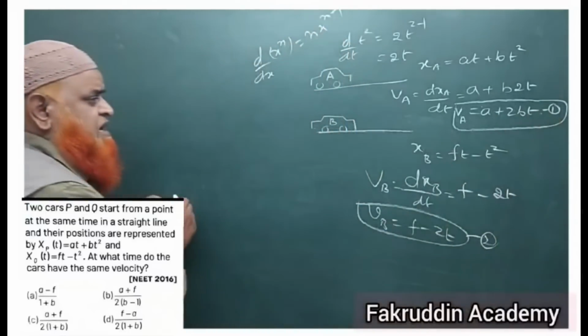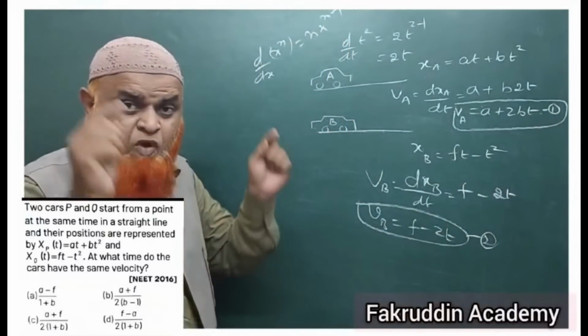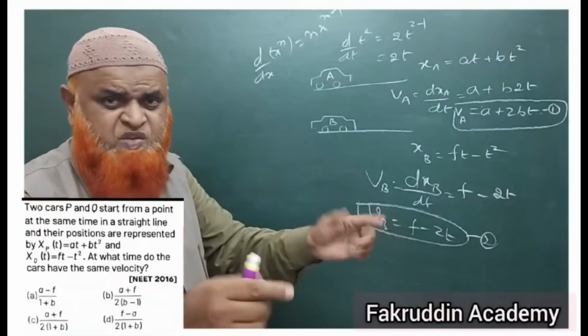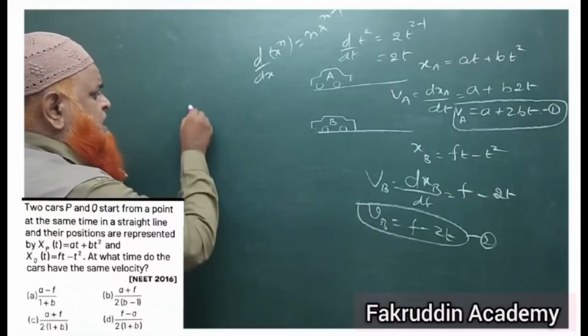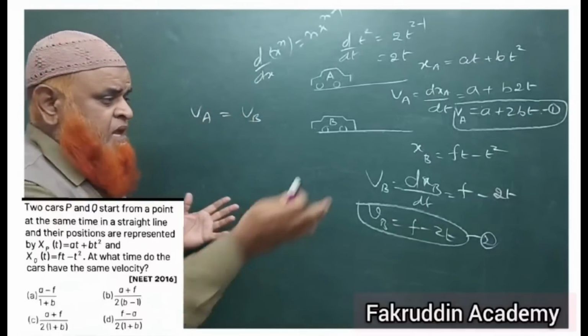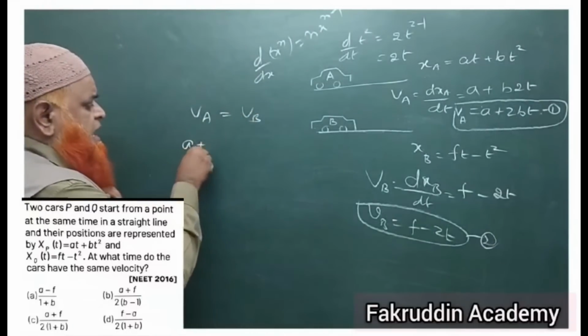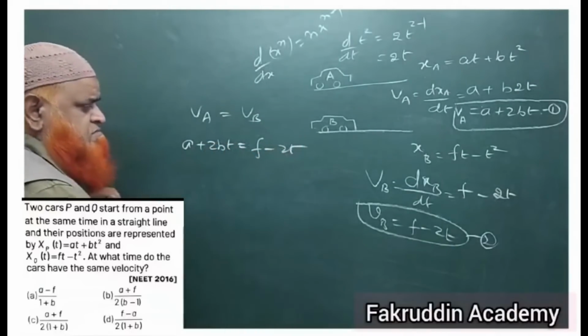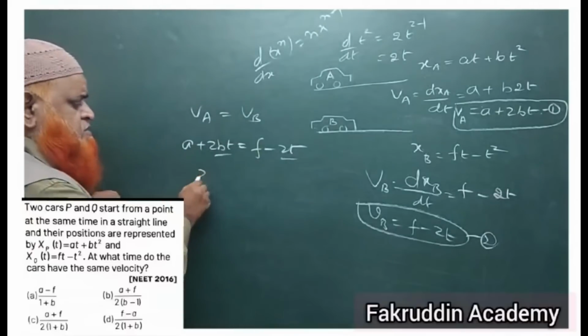That is the first equation. He is telling that their velocities should be the same. Find the time where their velocities are the same. Very simple. Velocity of A will be equal to velocity of B according to the problem. Then what I am going to do here, just see: a + 2bt = f − 2t. Take the t terms to one side.